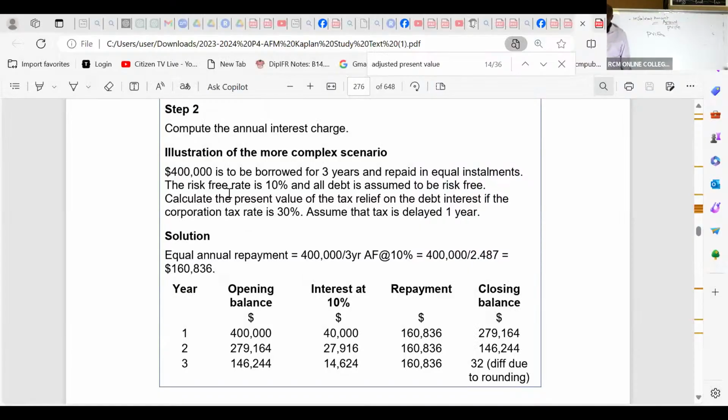There are very few students who will be able to get PV-FA here. Remember, they have given us the risk-free interest rate here as 10%, and all debt is assumed to be risk-free. Calculate. So, ladies and gentlemen, remember it is a 3-year loan. And now the rate of interest is 10%.